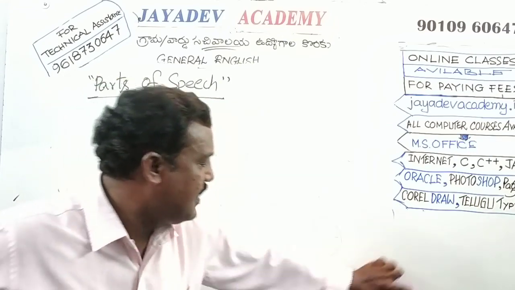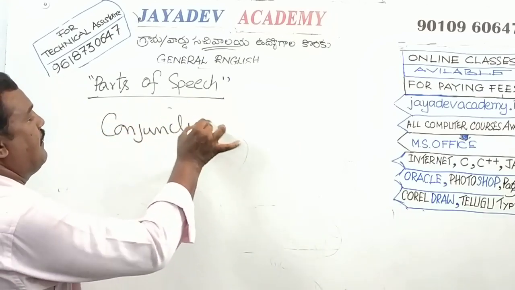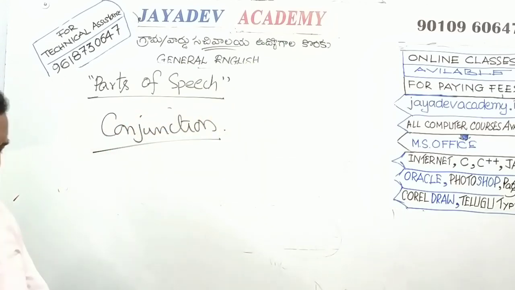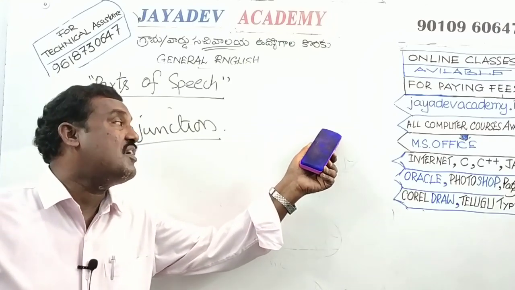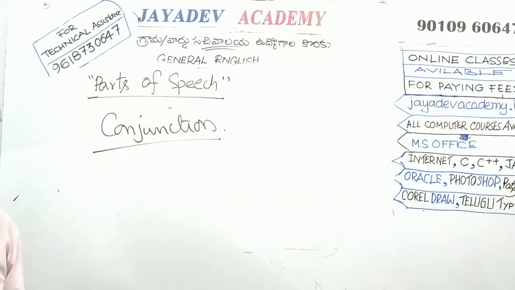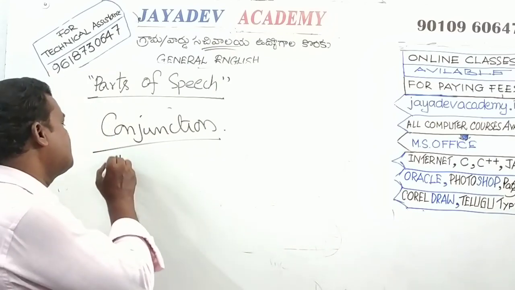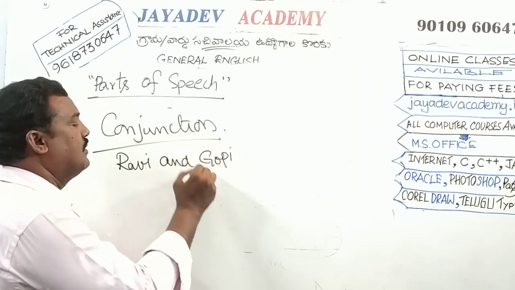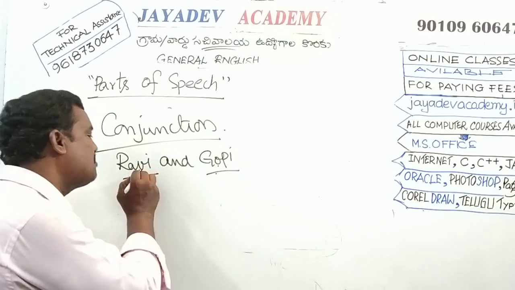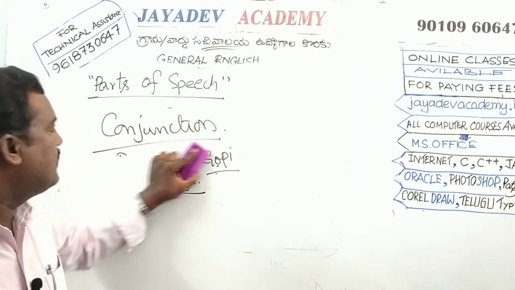Now another one is conjunction. So a conjunction is a word or group of words which joins together two words, two clauses, two phrases and two sentences. For example, Ravi and Gopi. These are two nouns, two words. This is one word, this is one word, joined by a conjunction.